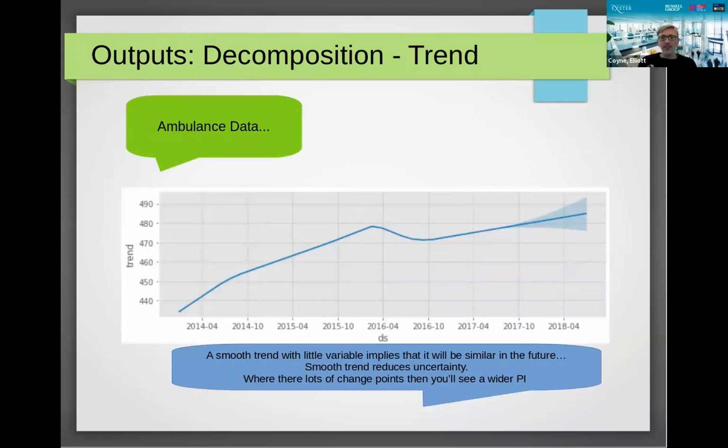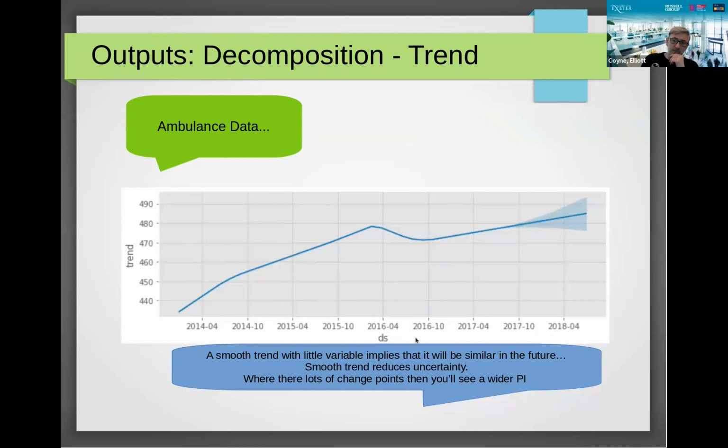So looking at our ambulance data again, with Prophet, it gives us our decomposition charts like we saw this morning. And so with our ambulance data, we can see there's a few distinct areas. So we can see there's probably a change around here because the trajectory changes. Another one here goes down and again up. And as the body of text says, a smooth trend with little variation implies it's going to be similar into the future. So a smooth trend reduces uncertainty, whereas if you have lots of trend or change points, that can introduce more uncertainty into the future because you don't know what's going to go on.